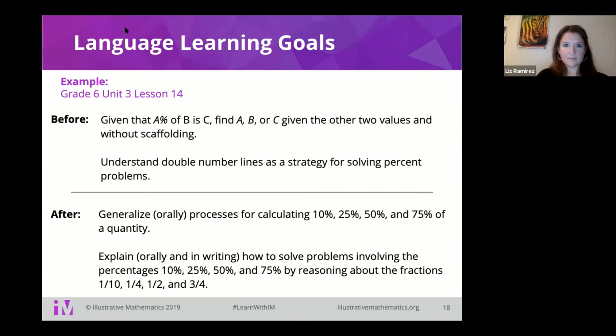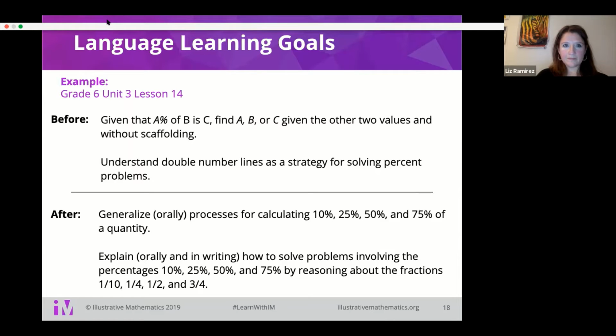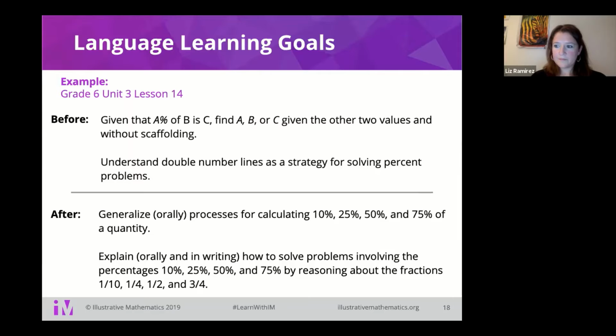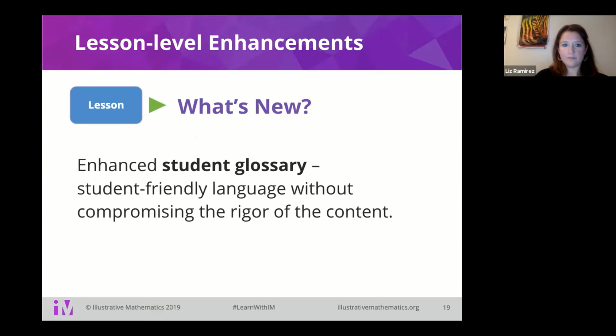So I see some of you have noticed that these learning goals mention the way students are going to use language to communicate their understanding. We've also updated the student glossary to make it more accessible with student-friendly language without compromising the rigor of the content. Glossary terms are tied to the place where they first appear in the curriculum. As a result, definitions do not include representations that have not yet been introduced to students.